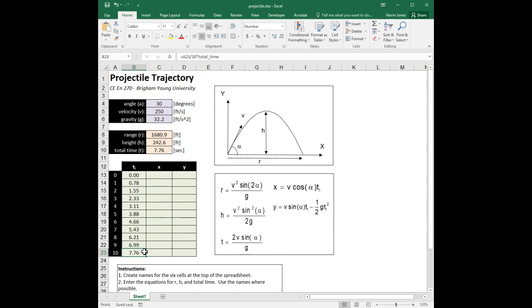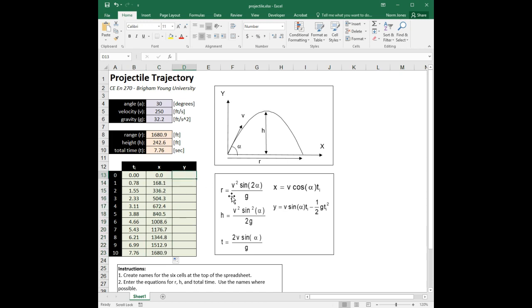And now that we have t values varying from 0 to the maximum or total time, we're ready to plug in our formulas for x and y over here. And x is equal to the velocity v times cosine of radians a times, and this is ti, the individual time, so that is cell B13. Now I want this to be a relative reference. Everything else is absolute. And we'll hit enter.